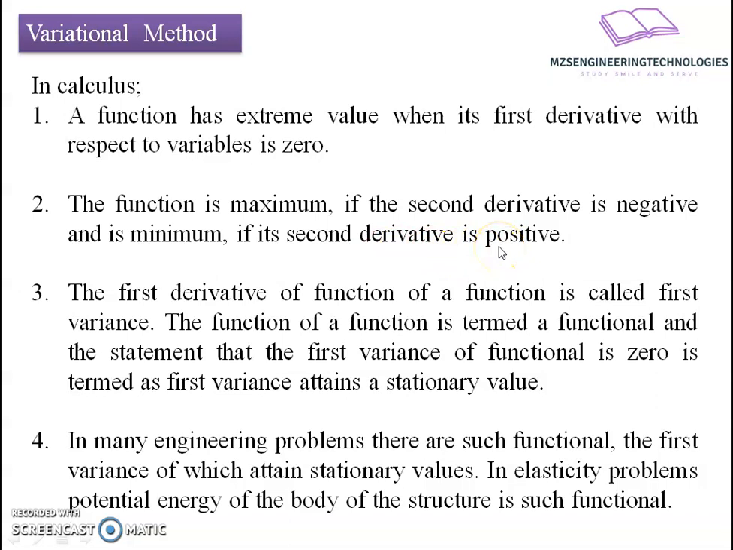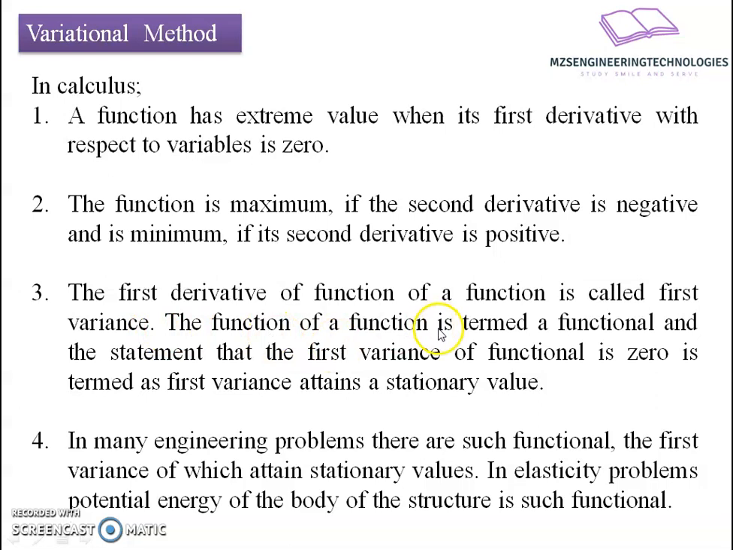When the second derivative of the same function is negative, we can say that the function has achieved a maximum value. Vice versa, if it is positive, we call it a minimum value. The first derivative of a function is called the first variation. Here there is a subdomain related to the function. So the statement says the first derivative of a function is called the first variation.